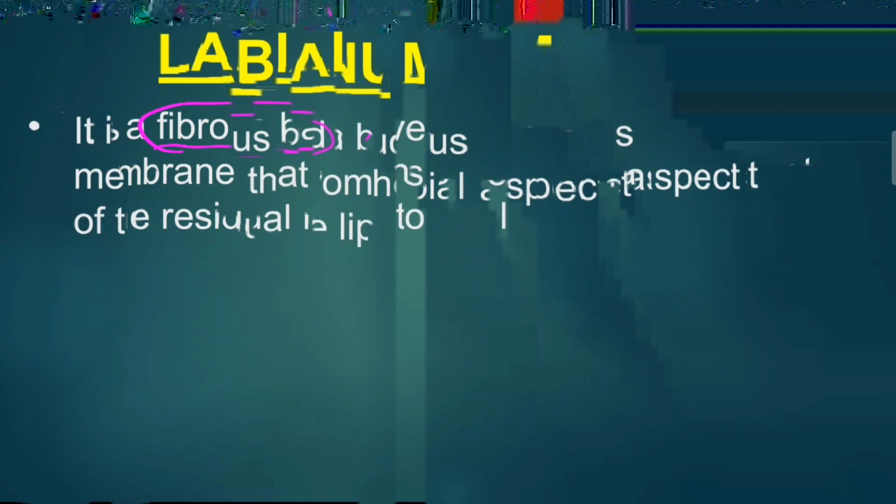Let's see it in the diagram. As this is a maxillary denture, this is a ridge ending. This is pterygomaxillary seal.